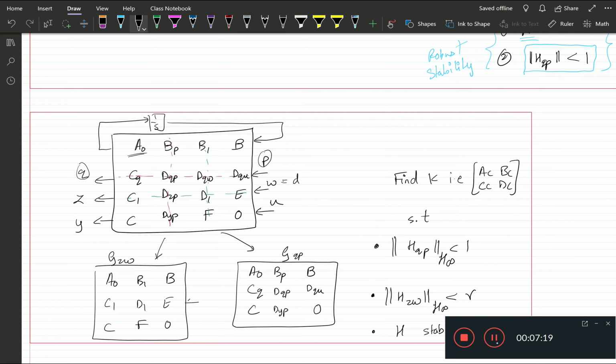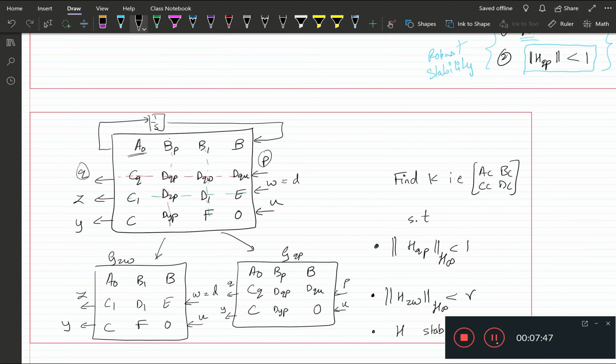So with inputs U and W, which is our D, and outputs Z and Y. Here we have input P and output Q. This is the uncertainty system, so GQP from P to Q, and again outputs Y, which is measured by the controller, and control input U.